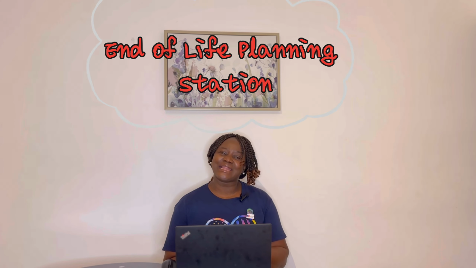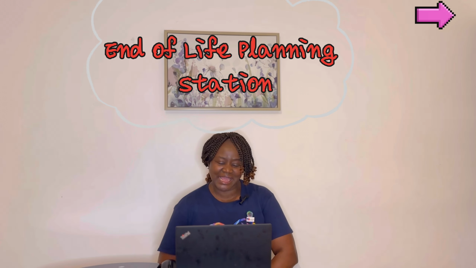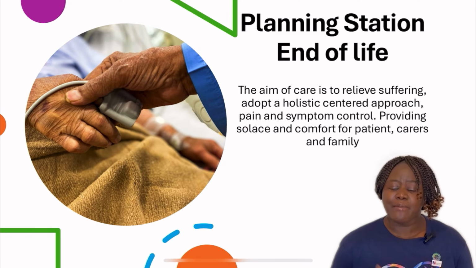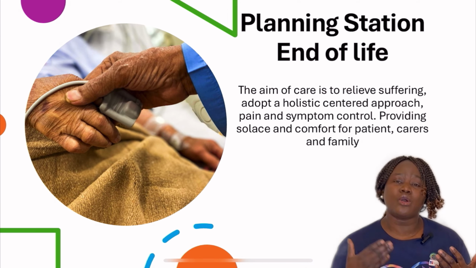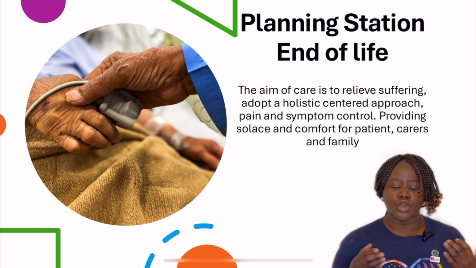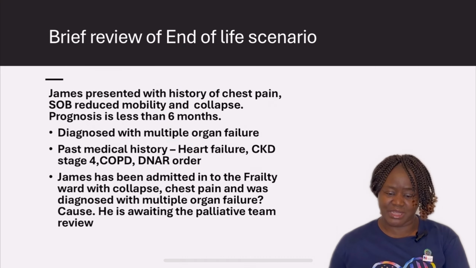Without wasting your time in this video, we want to have a quick look at the end of life planning station. There's a previous upload on assessment for end of life. You can always have a look at that. At end of life in your planning station, you want to make sure you read your scenario to understand the focus and how to plan for the problems relevant to your scenario. So the aim of care is to relieve suffering, adopt a holistic, patient-centered approach. You want to relieve pain, and provide solace and comfort to the patient, family, and carers.